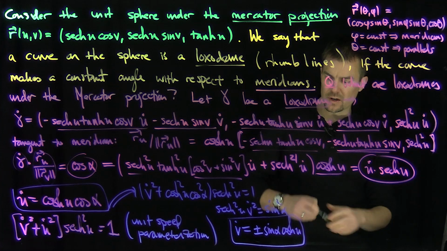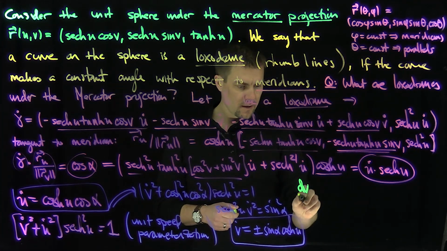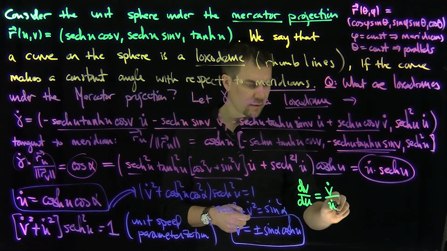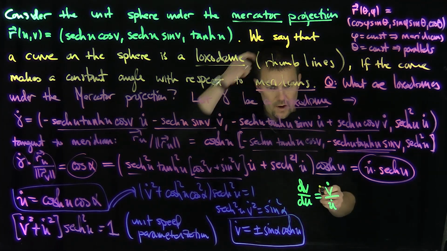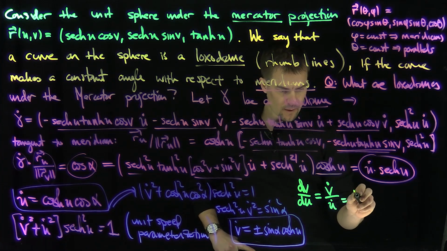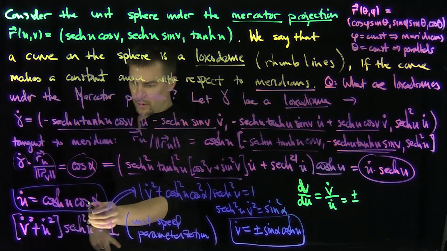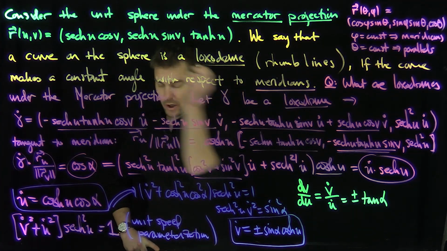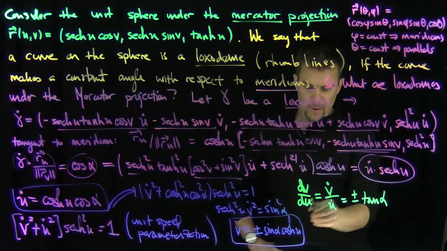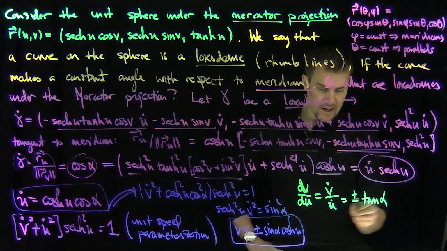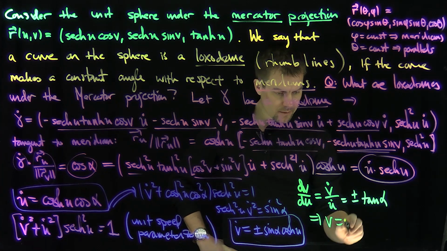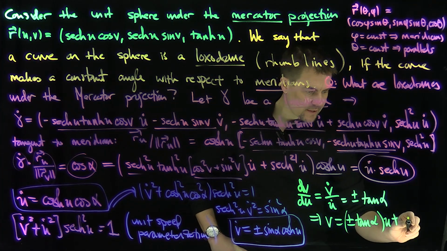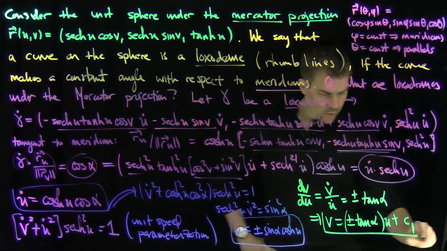So what's dV dU going to be? It's going to be V dot over U dot, right, by the chain rule. And so that's going to be plus or minus sine over cosine. That gives me a tangent of alpha, and then cosh U over cosh U, there's nothing there, right? So in other words, there's no dependence. The derivative of V with respect to U is a constant, so that says that V is going to be plus or minus the tangent of alpha times U plus another constant, let's call it c1 over here.